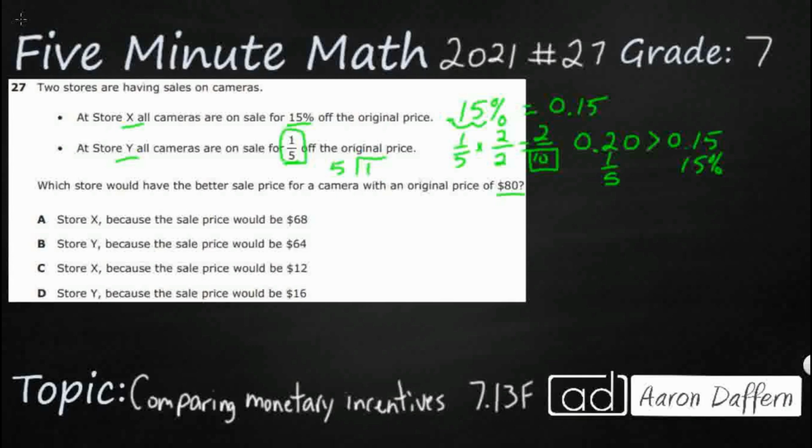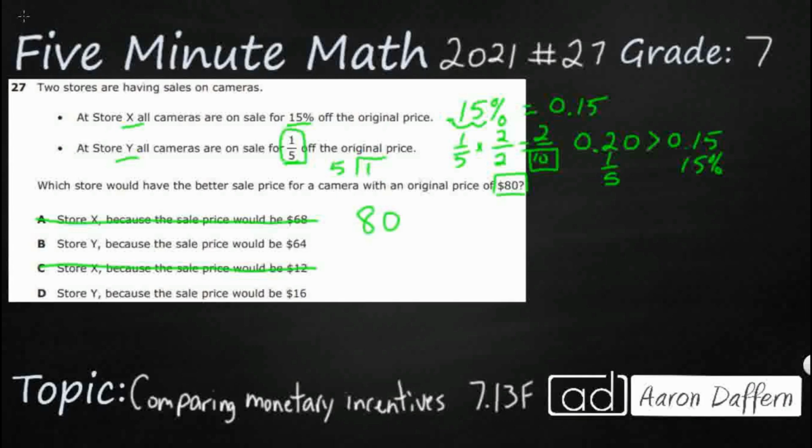And I've got A is incorrect and C is incorrect, but now I need to know why store Y is correct. Is it because the sales price was 64 or 16? So I'm still going to have to do the math. So let's figure out. The original price is $80. There's two different ways that we could solve this.